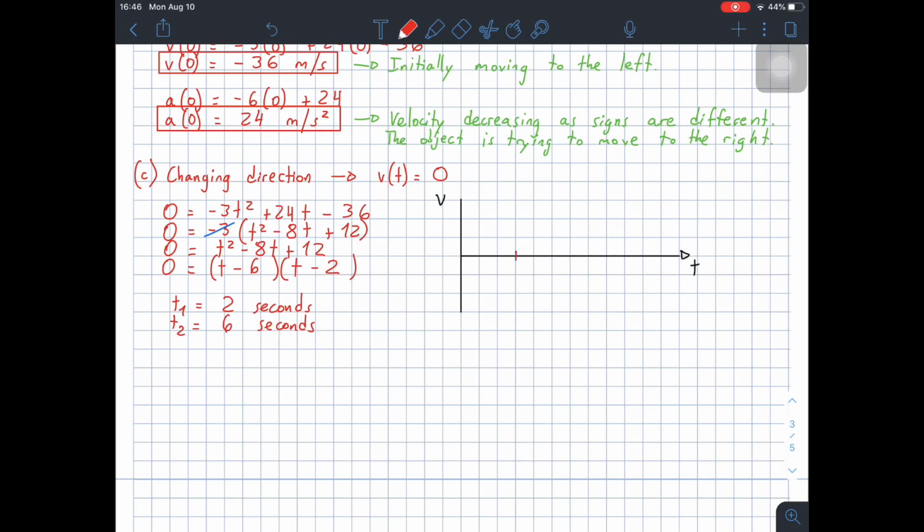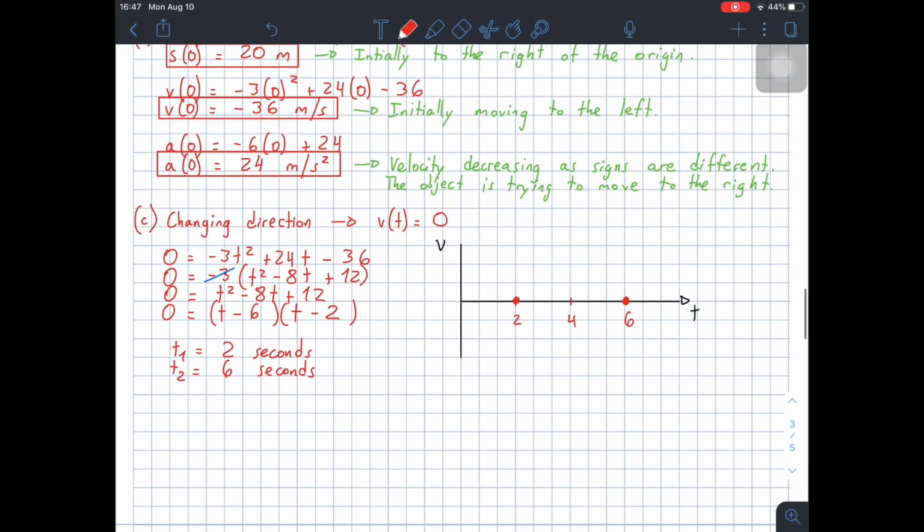So 2 is maybe somewhere around here. 4 would be somewhere around here. I'm just writing 4, and then 6 would be here, right? So 2 and 6 are my critical points. I know for sure that for these two values, my velocity is equal to 0, right? So I'm gonna mark these 2 points because velocity is 0 for those 2 points, okay?